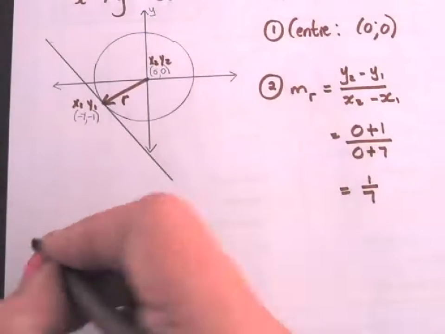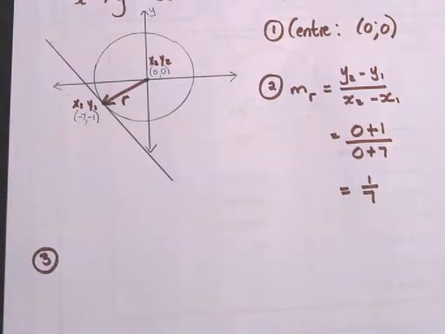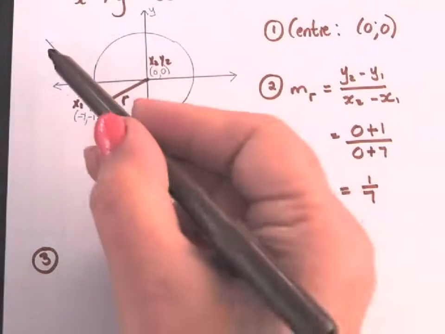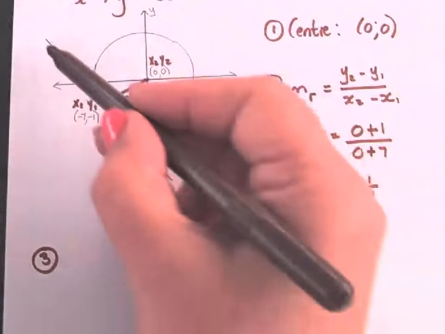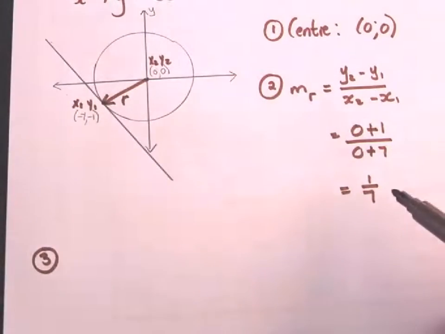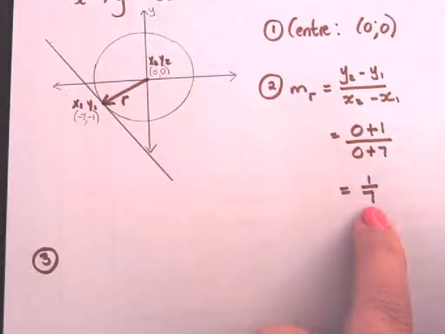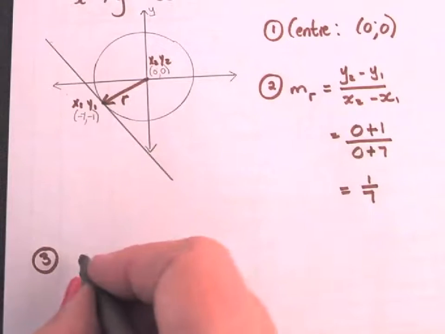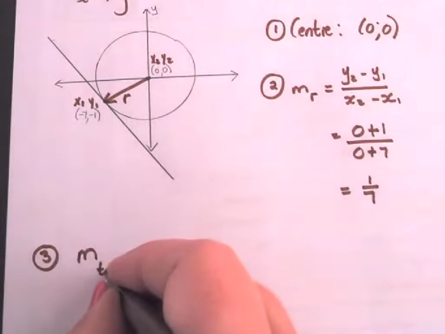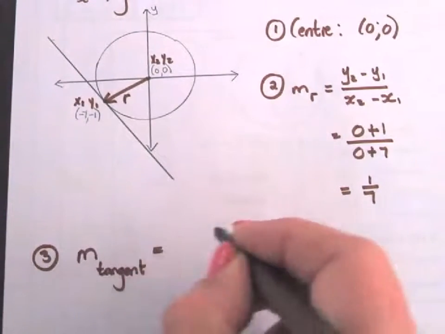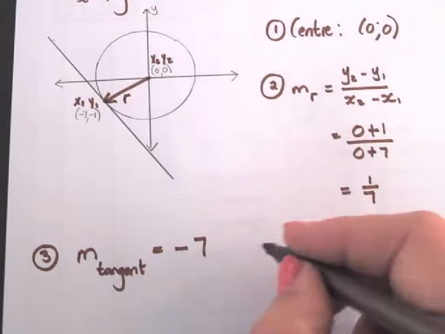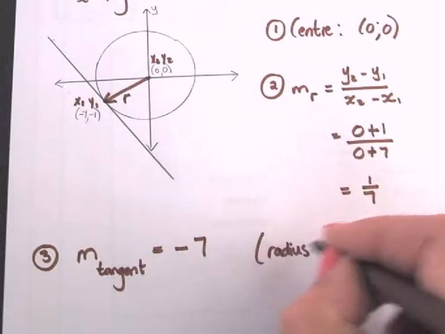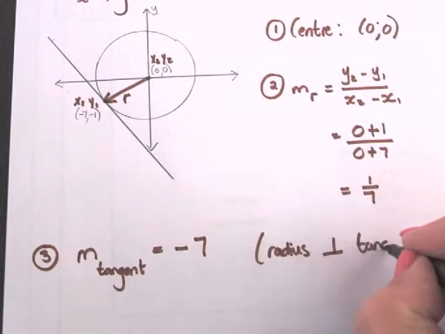Number 3, the third step, we have to get the gradient of the tangent. Now we know that the radius is perpendicular to the tangent. So if the radius's gradient is a 7th, the tangent's gradient will be tip and flip, negative, so the m of the tangent equals -7. Why? Because the radius is perpendicular to the tangent.